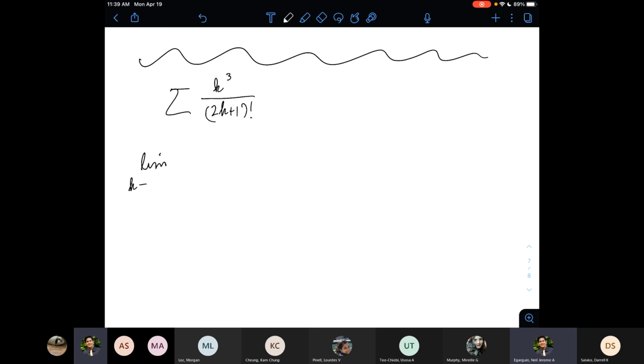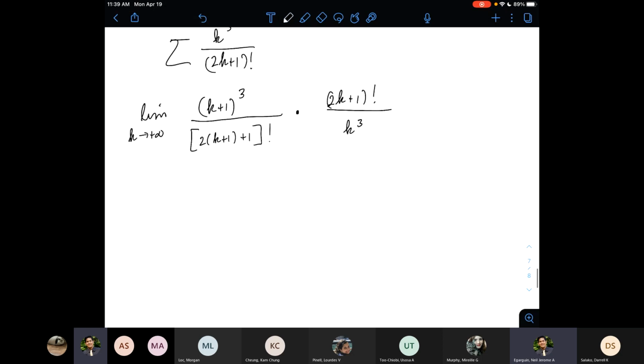So you take the limit, since you're just working with a series, no absolute values are required. So this would be the limit as k approaches infinity of, replace all k's by k plus 1, all over 2 times (k plus 1) inside the factorial, because that k was multiplied by 2, then added a 1. Then we multiply by the reciprocal of the original term. So we'll have (2k plus 1) factorial on top, all over k cubed.